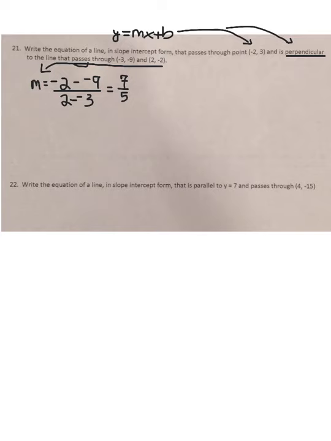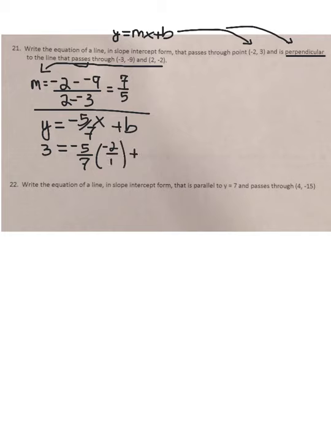So there's the slope of this line right here. Now we need the slope of this line up here. Well, we know it's perpendicular, so that means negative reciprocals. So y equals negative 5 over 7 times x plus b. Okay, now we're going to plug in the point that they gave us. So the y value is 3 equals negative 5 over 7, and the x value is negative 2 over 1 plus b.